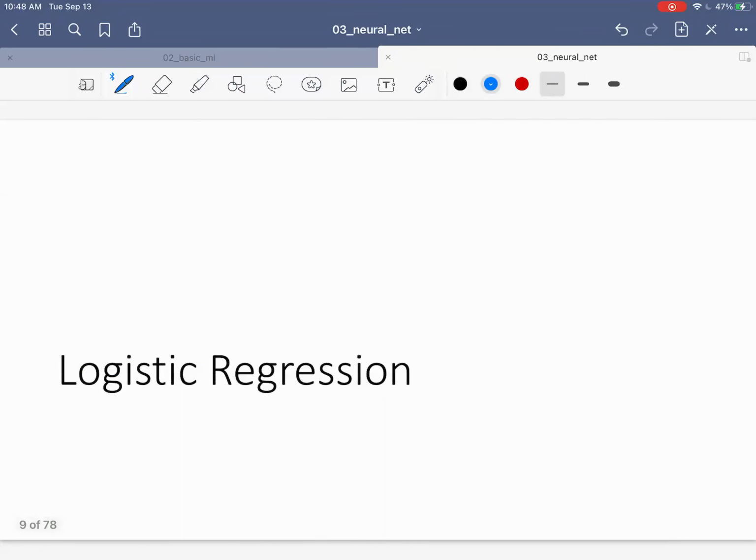All right, so we're going to start with logistic regression. We're going to start from logistic regression and then build upon it to dive into neural networks, the multi-layer perceptron with one hidden layer, and then go into backpropagation.